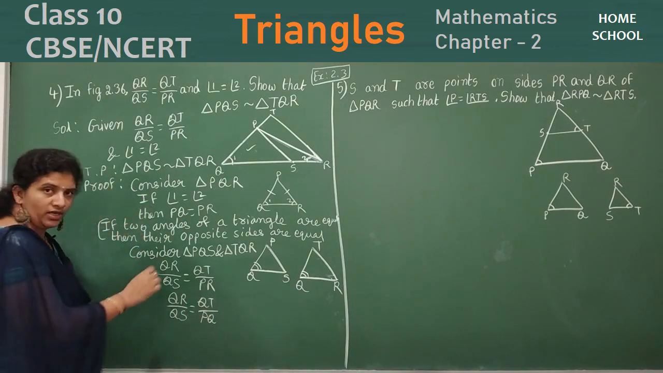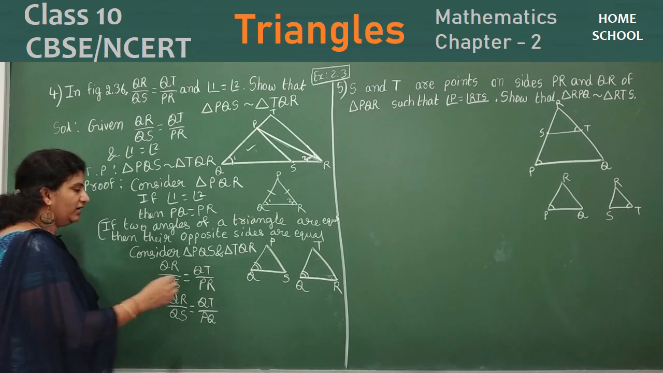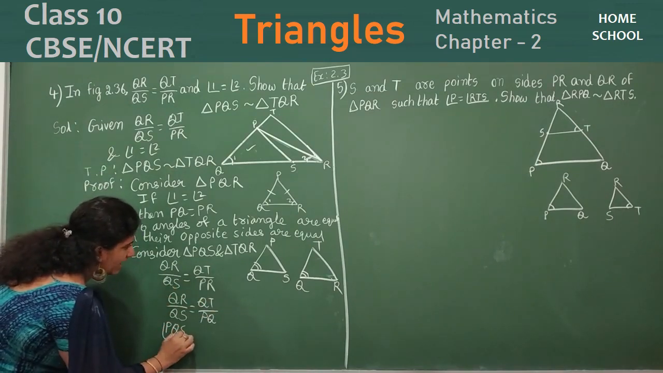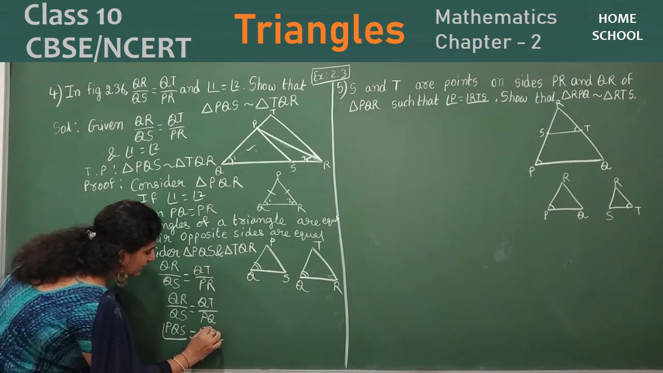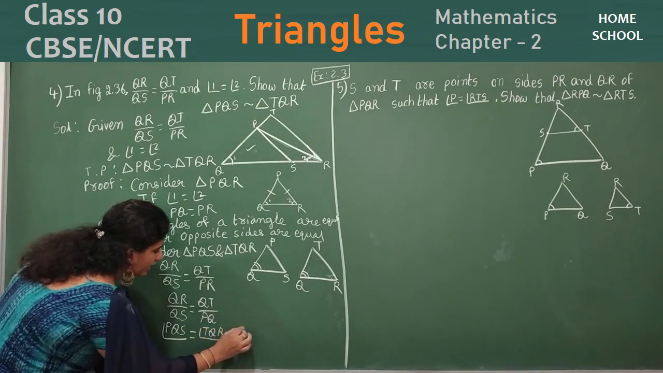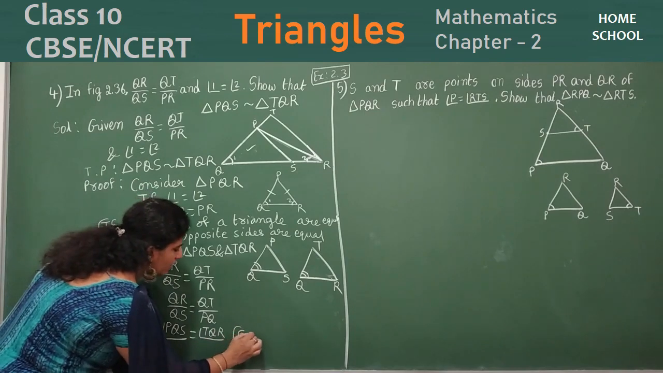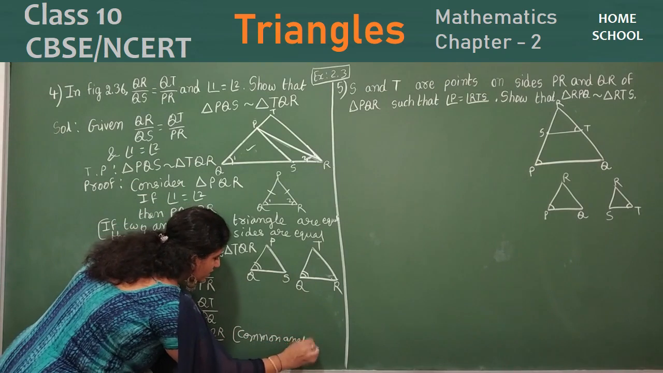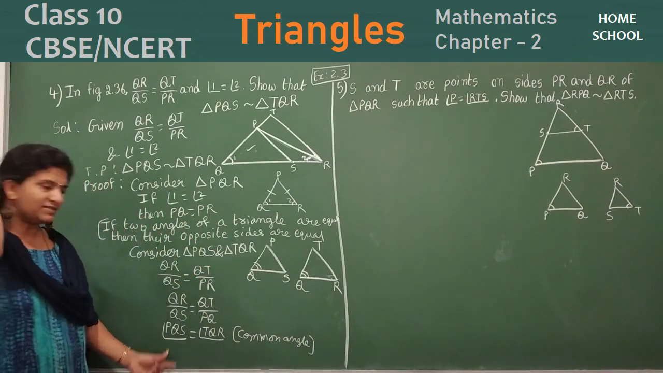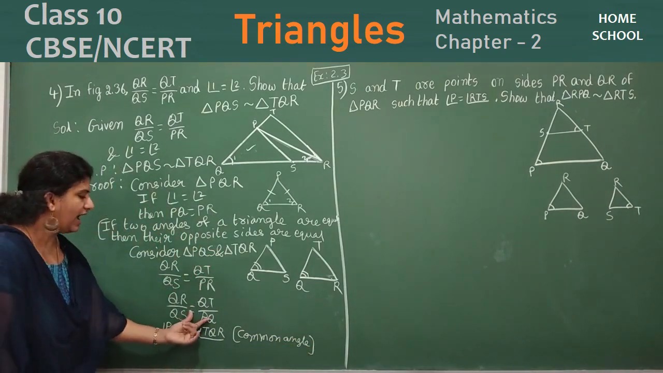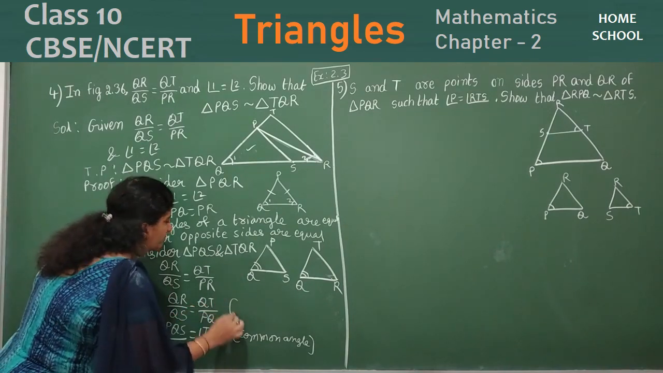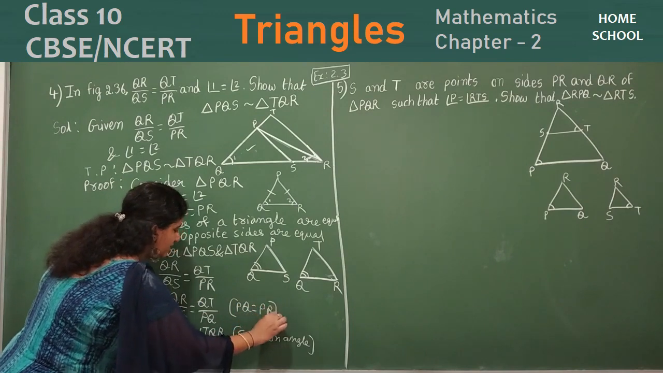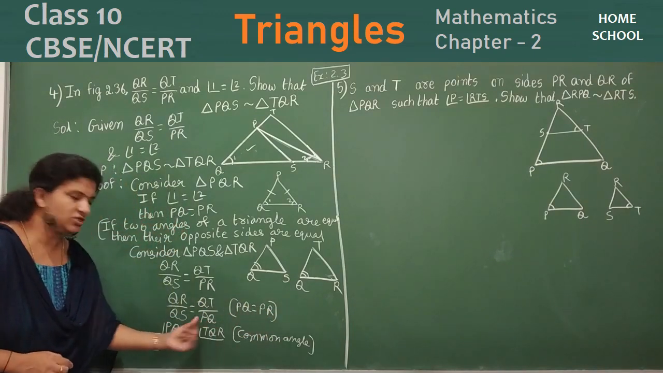And what do we know here? This is all given data, right? We know that angle PQS is equal to angle TQR. How are we saying this? It is a common angle for the two triangles, and these ratios are given. And here, what did we do? We know that we got PQ is equal to PR. That PQ I have substituted here.